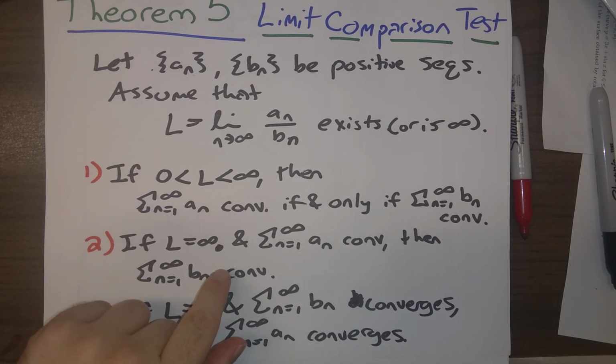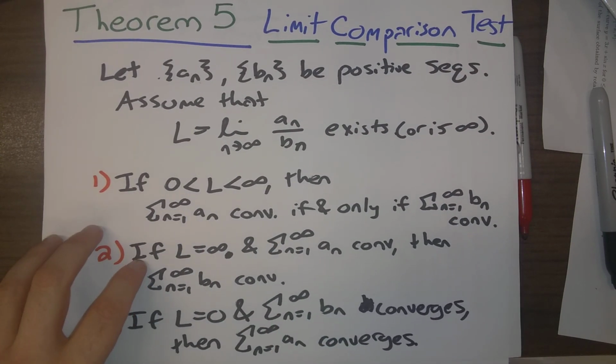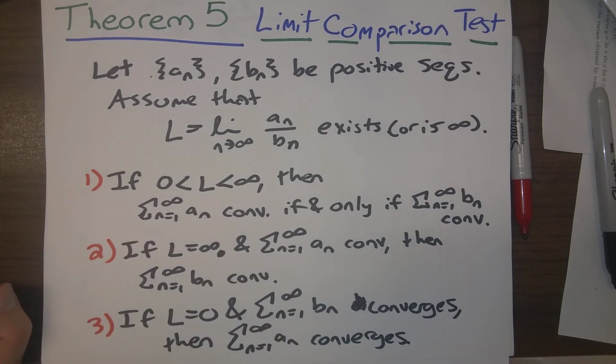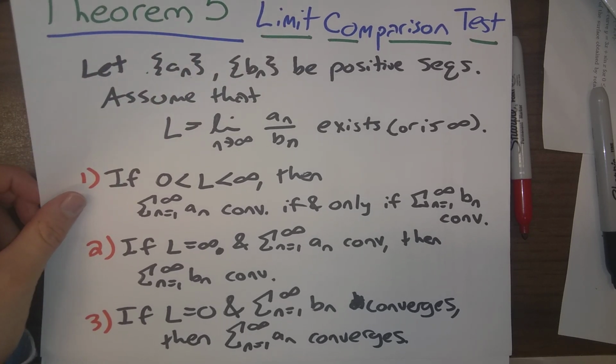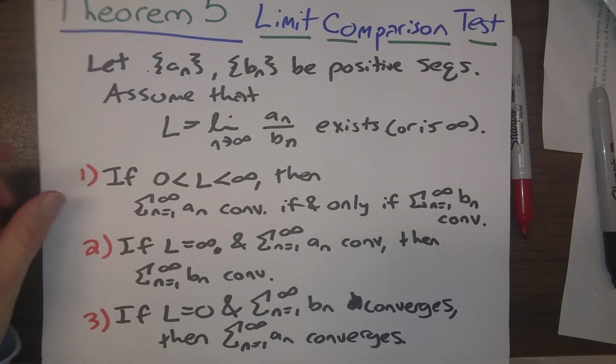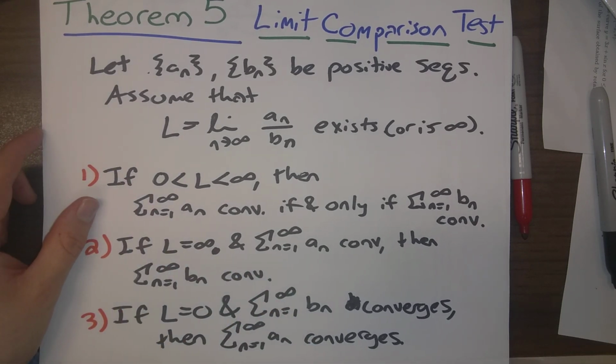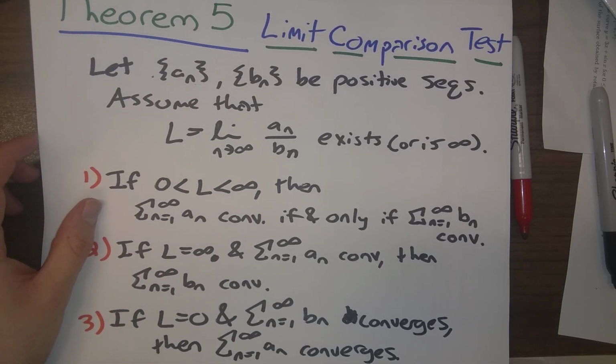If the limit is infinity, then we only get one direction. We only get that if the sum of the a_n's converges, then the sum of the b_n's converges. If the sum of the a_n's diverges, it doesn't tell us anything about what the sum of the b_n's does. And then finally, if L is 0 and the sum of the b_n's converges, then the sum of the a_n's also converges. Again, if L is equal to 0 and the series for the b_n diverges, it doesn't tell us anything. So how does this look in practice?